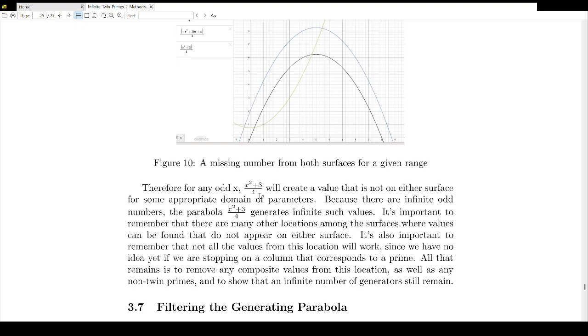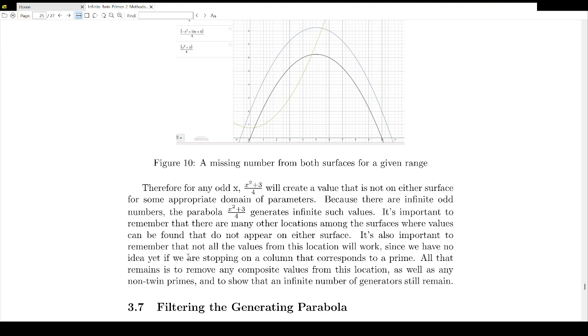Therefore, for any odd x, x squared plus 3/4 will create a value that is not on either surface for a certain appropriate domain of parameters, which we haven't fully addressed yet. Because there are infinite odd numbers, the parabola x squared plus 3/4 generates infinite such values. It's important to remember that there are many other locations among the surfaces where values can be found that do not appear on either surface, but we're just honing in on one spot that has values that will not appear on either surface.